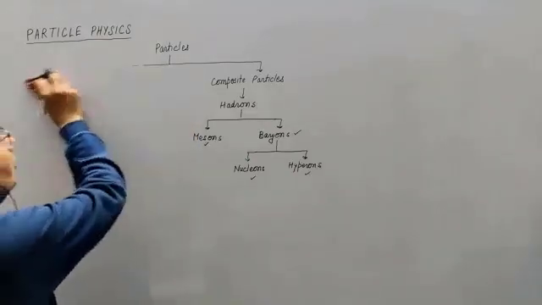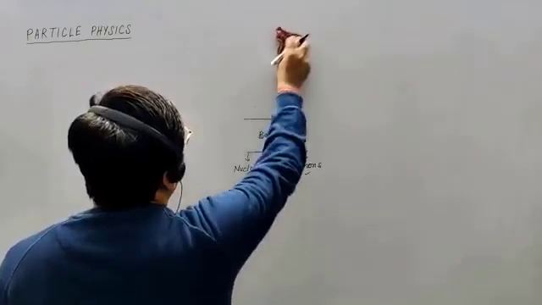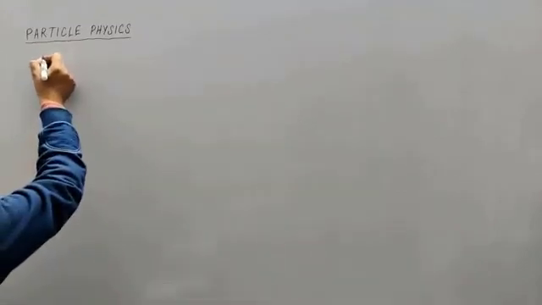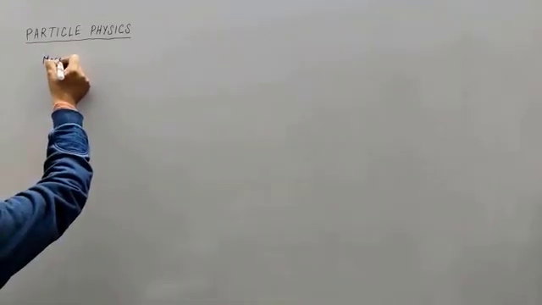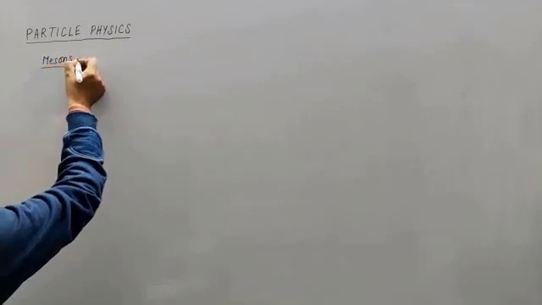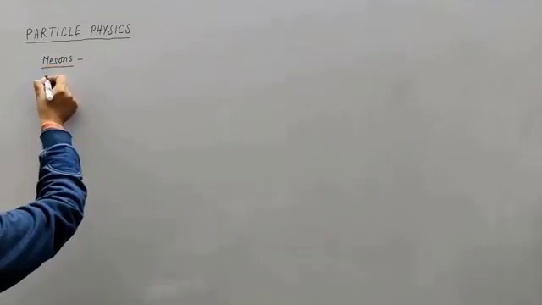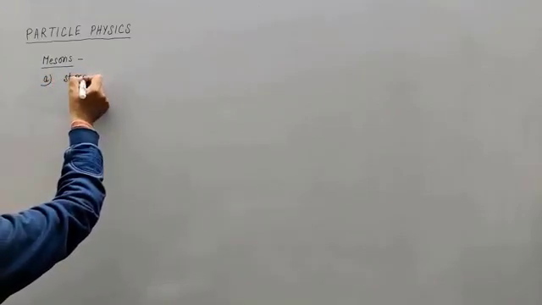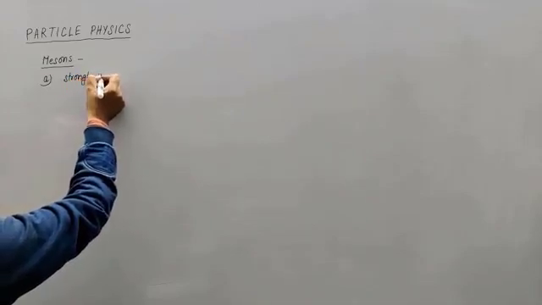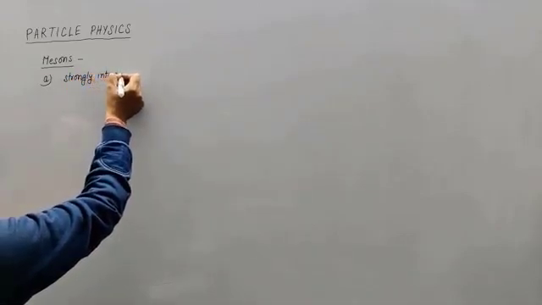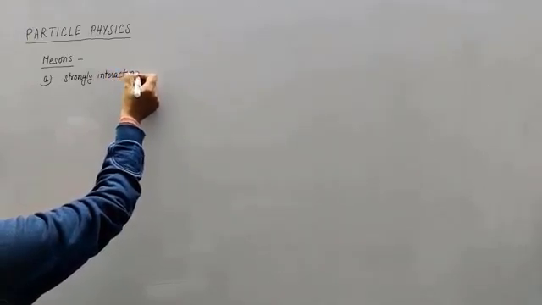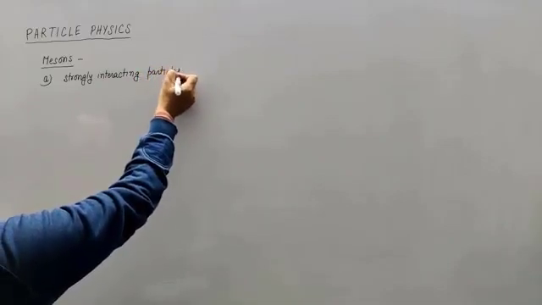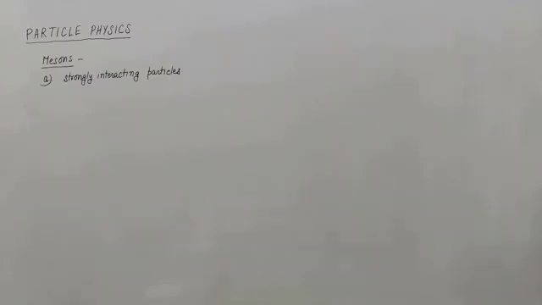These mesons are strongly interacting particles. They are bosons. So mesons, number one, they are strongly interacting particles.